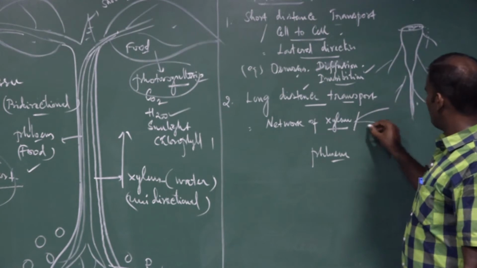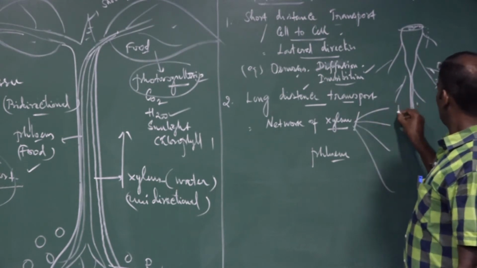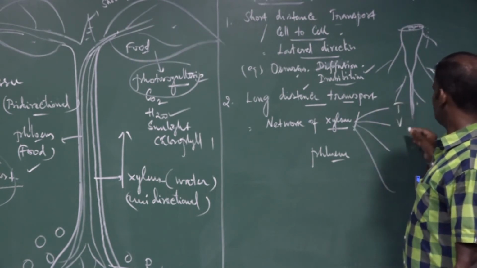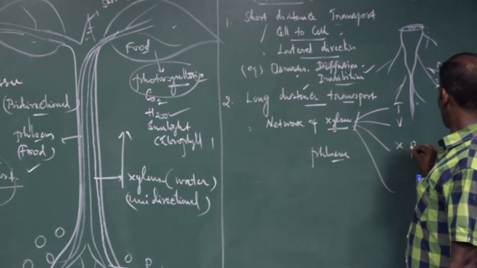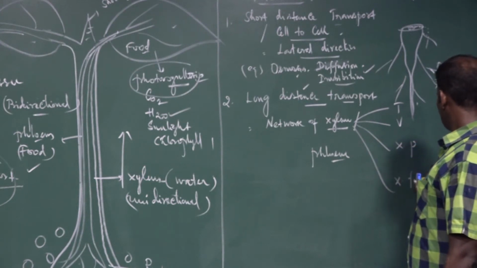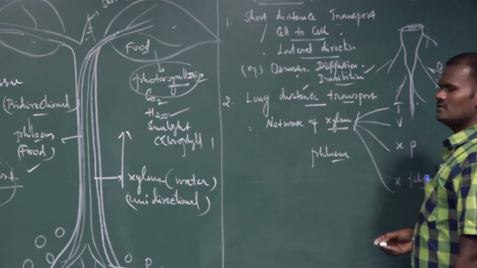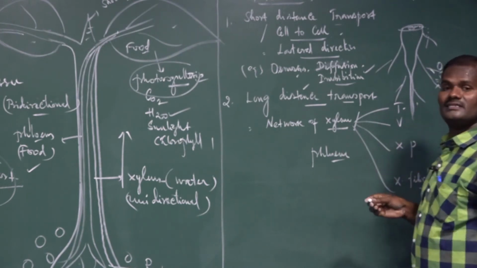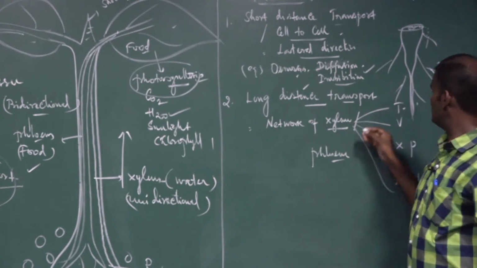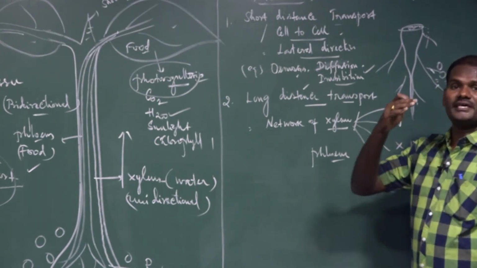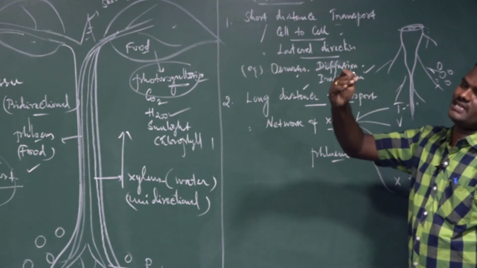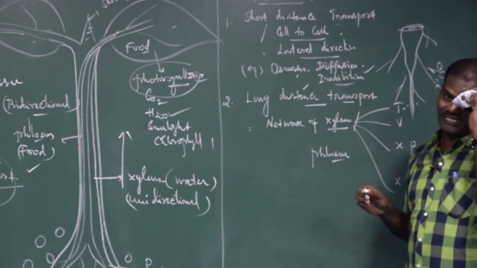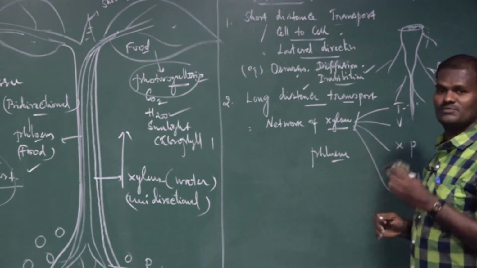Xylem is composed of 4 kinds of cells: tracheids, vessels, xylem parenchyma, then xylem fibers. Tracheids are the chief water conducting elements in Pteridophytes and gymnosperms. The huge trees, the tallest trees, belong to gymnosperms.